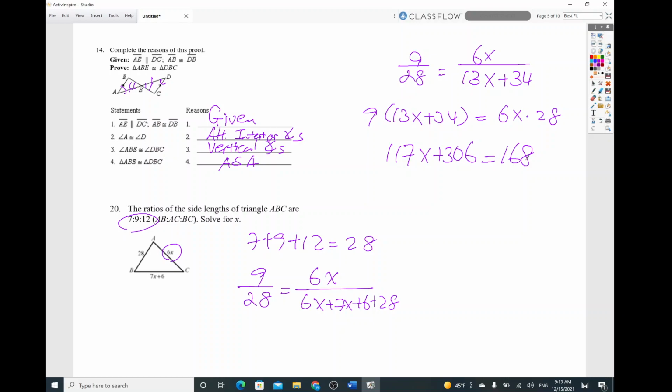Okay, so it looks like we're going to end up with x. And then what you need to do next, you want to subtract 117x from both sides. So we do end up with 51x, and then divide by 51. So x equals 6. So once you solve for x, that's it. There's no need to plug in a number to find the rest of the side lengths.